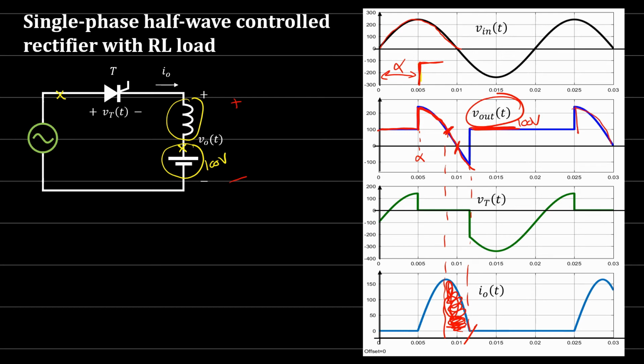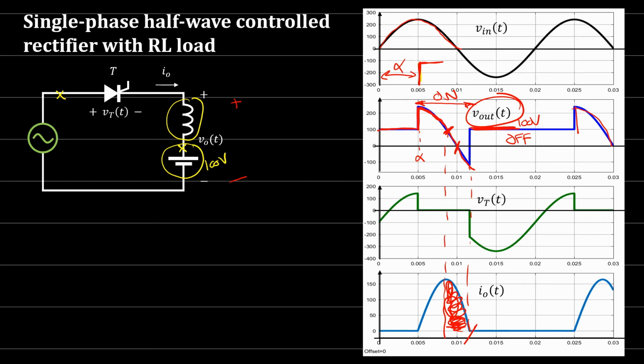And this will keep waiting for the next cycle until we have the firing signal, then we'll conduct again. So from here to here, the thyristor is on, conducting. Otherwise, it will be off.